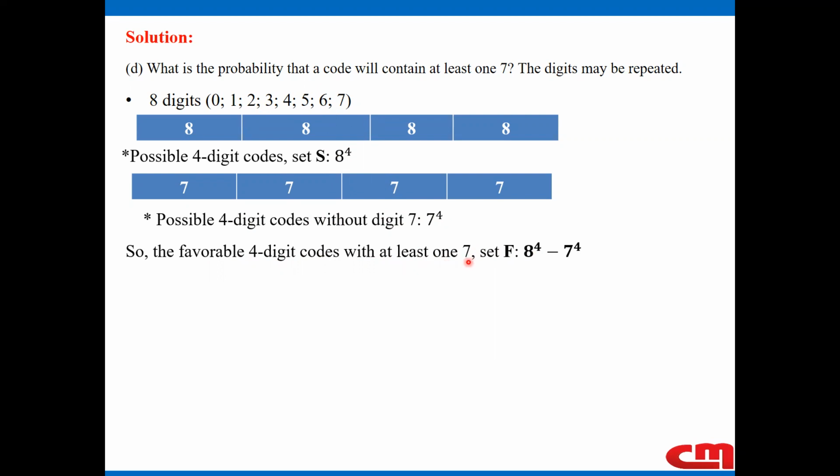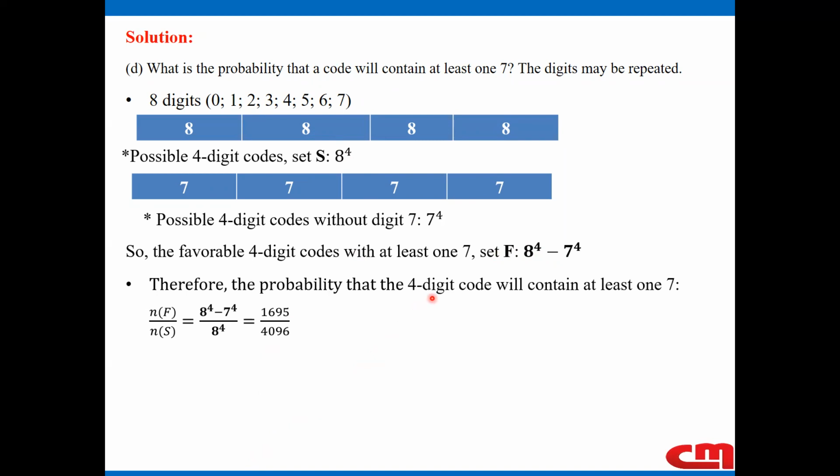So if that is the case, now we have our possible outcome and the favorable outcome. Since we want the probability that the code will contain at least 1 7, we have the number of favorable outcomes over the number of the sample space, which is equal to this, which you have seen, that's our favorable number of outcomes over the possible outcome, which is this. This reduces to this fraction.